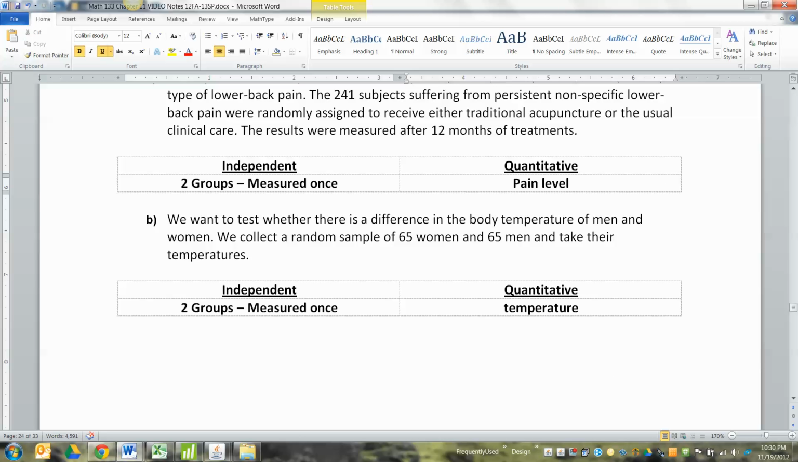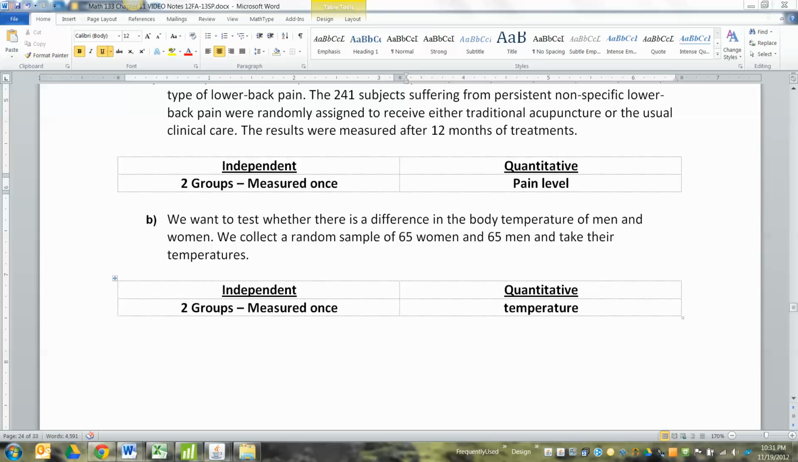All right, so we want to test whether there's a difference in body temperature of men and women. So we collect a random sample of 65 women and 65 men and take their temperatures. Again, obviously this is independent because you can imagine that 65 unrelated males and females, their body temperatures will have no bearing on each other, right?